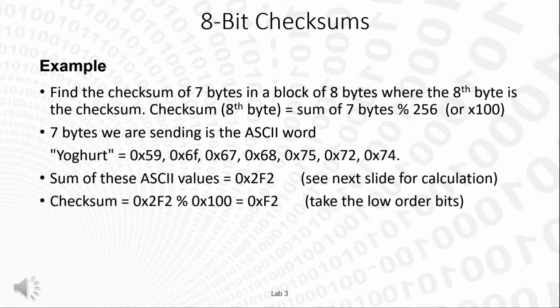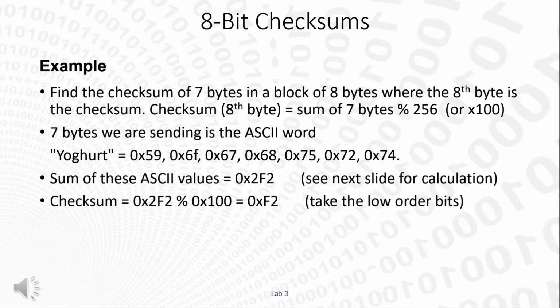Now why 256? Well, that's 1 plus the maximum number that you can represent with 8 bits. So the maximum number you can represent with 8 bits is 255. So add 1 to that and you get 256. To compute the checksum, you need to take the sum of the first 7 bytes.